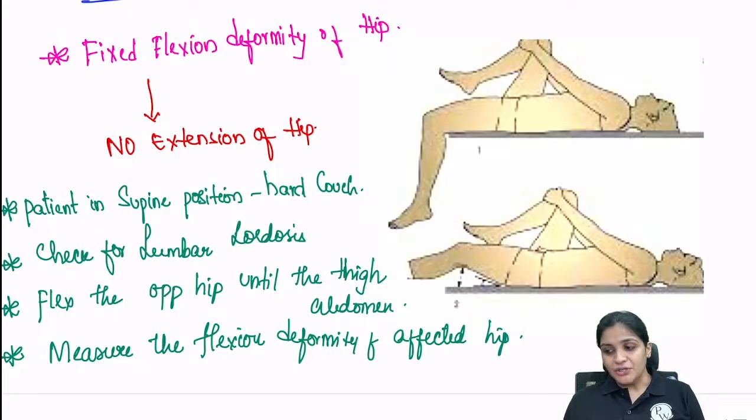You measure this by goniometer. So what is that goniometer? A goniometer is something like this. There are degrees here, and it is like a scale type, like this.